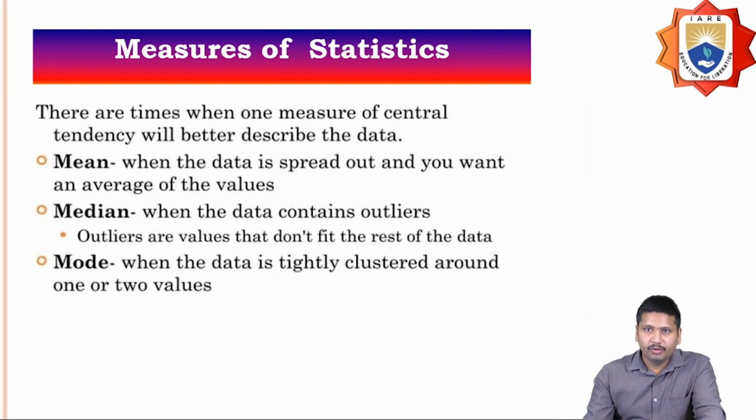And mode should be when the data is tightly clustered around one or two values. That should be the mode here. So there are many times when measures of central tendency will better describe the data. So mean is used when the data is spread out and you want an average of all the values, and median is used when the data contain outliers, so outliers are the values that do not fit with the rest of the data, and mode is used when the data is tightly clustered around one or two values.